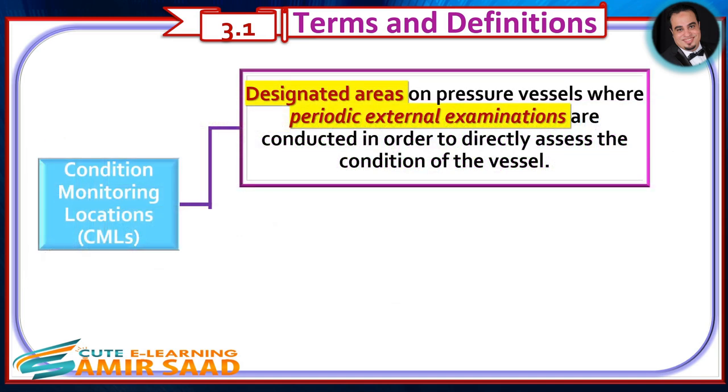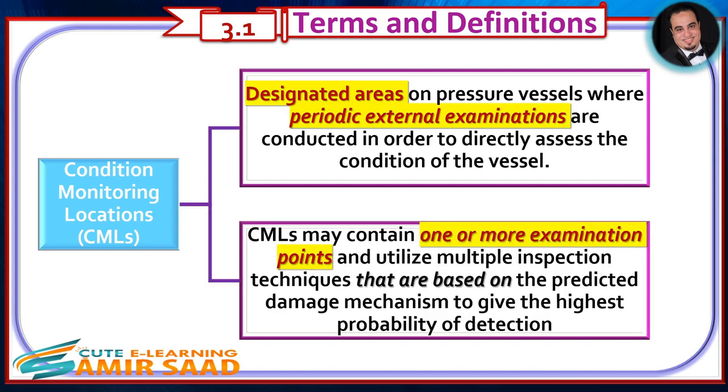Condition monitoring locations, CMLs: designated areas on piping systems where periodic examinations are conducted in order to assess the condition of the piping. CMLs may contain one or more examination points and utilize multiple inspection techniques that are based on the predicted damage mechanisms.